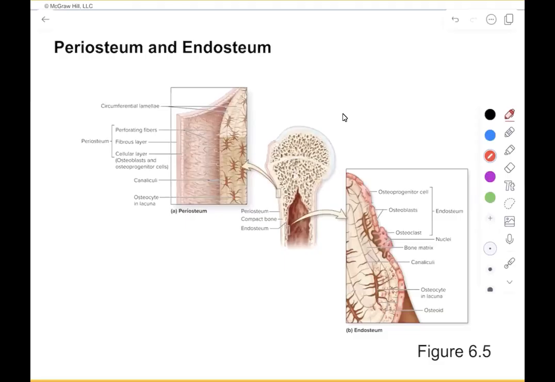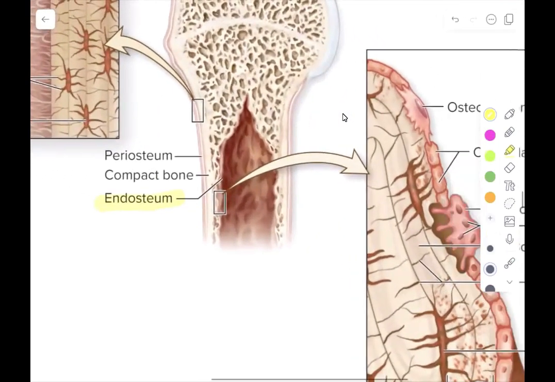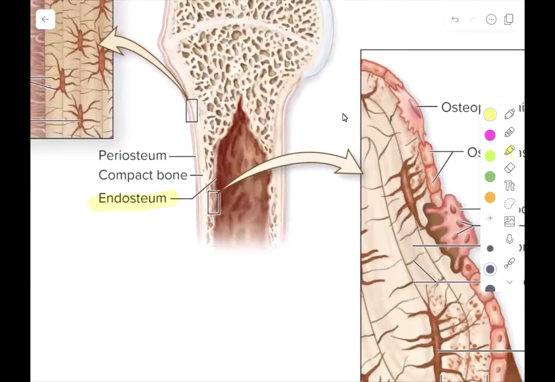This slide is showing the periosteum and the endosteum of a long bone. So when we look at the endosteum, notice that it is the inner region of the medullary cavity, which is found in the diaphysis. The outer membrane, the external membrane, is shown here called the periosteum. So kind of think of perimeter. In between that is compact bone.